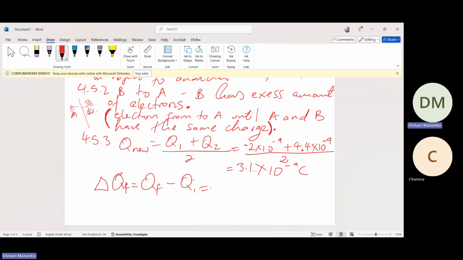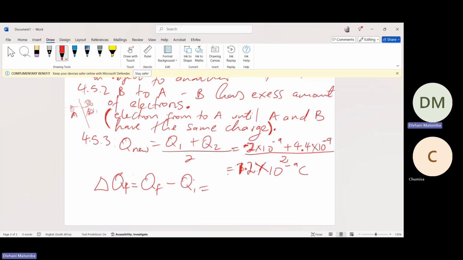No, wait. My answer is not correct. I can see because this is a minus 2. So this is going to be minus 2 plus 4.4, divided by 2. I actually got 1.2. You agree? Yes, sir. Yeah, 1.2.